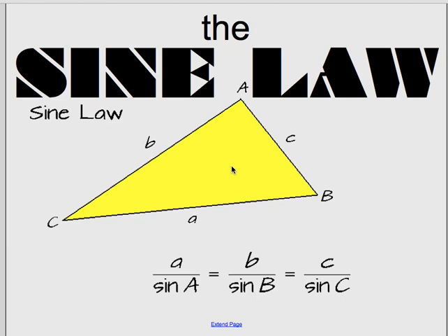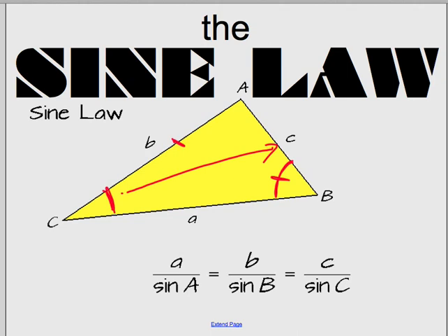The sine law states that any triangle, whether it's a right angle triangle or not, can be solved by finding the sine of an angle. If I take the sine of an angle, any angle here, and divide it by its opposite side, it'll be equal to the sine of a different angle compared to its opposite side. It doesn't matter what kind of triangle you draw, this always works.